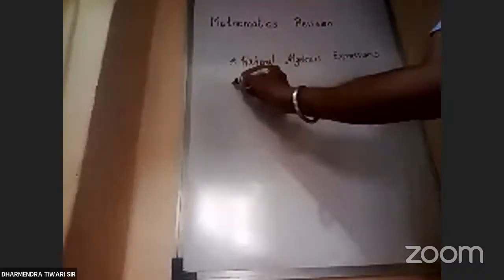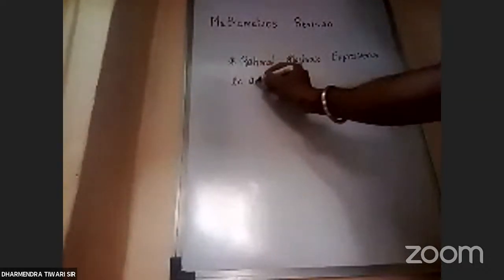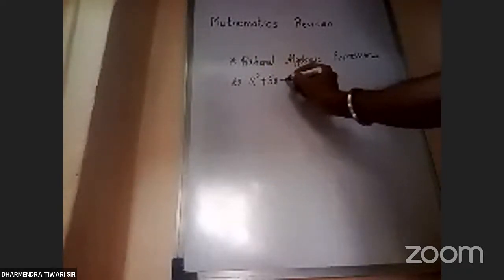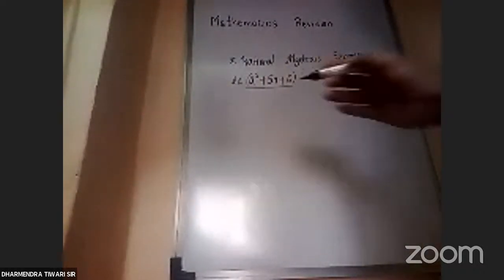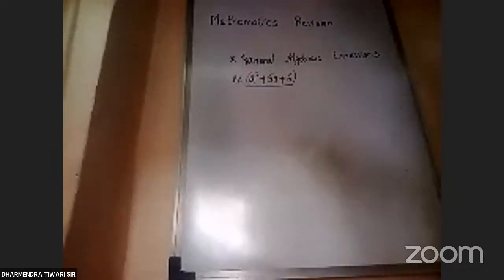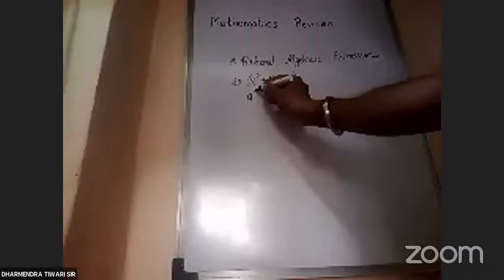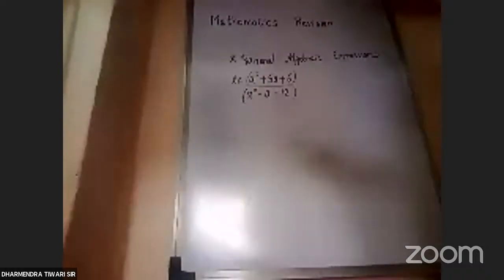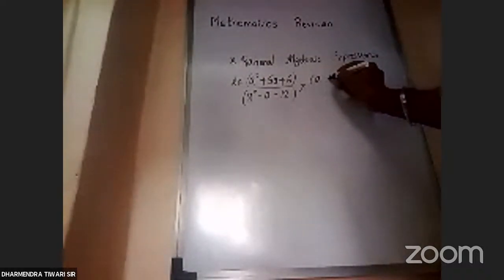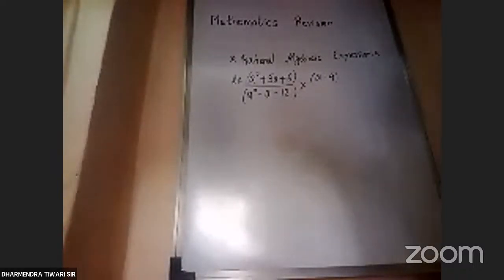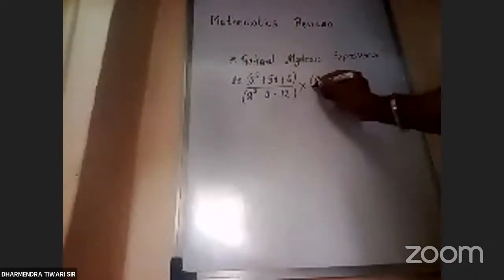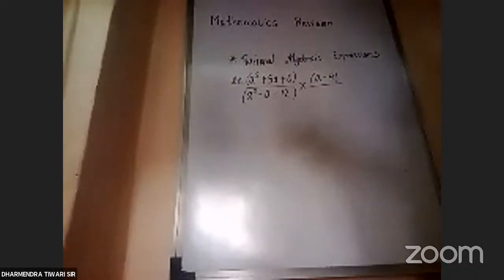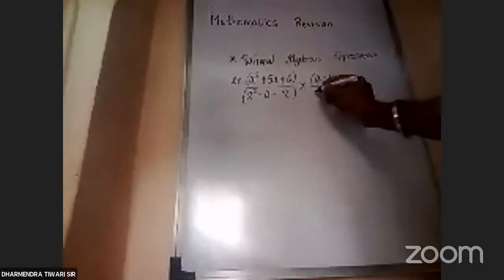Then we will say, a square plus 5a plus 6 in one bracket, divided by a square minus a minus 12, into a minus 4 divided by a square minus 4.